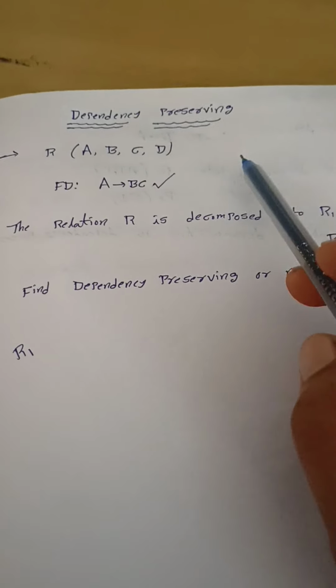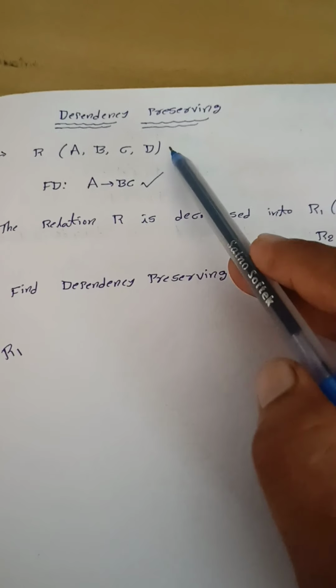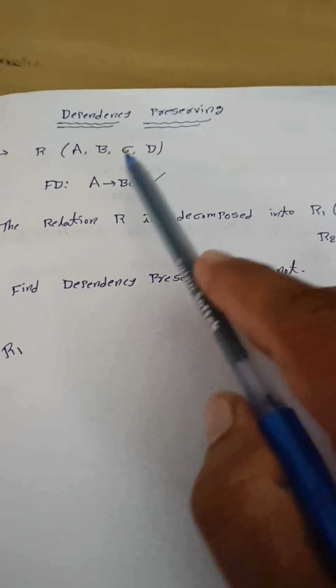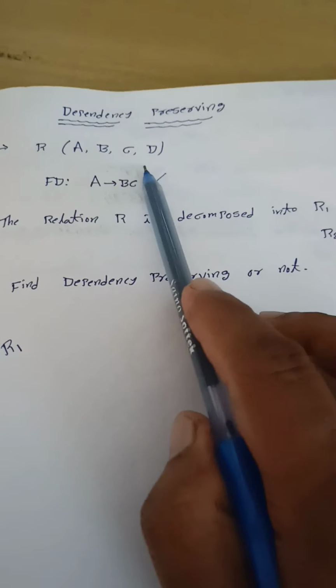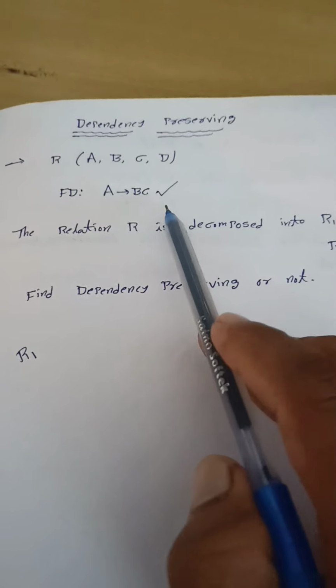In today's session, I will explain dependency preserving. In this point of view, I will consider a relational table with the fields A, B, C, D. Here I will assume the functional dependency A implies BC.